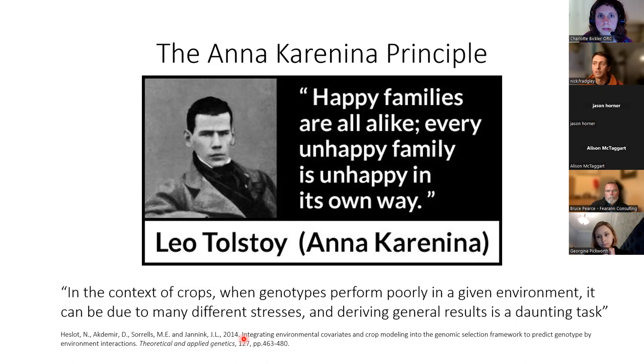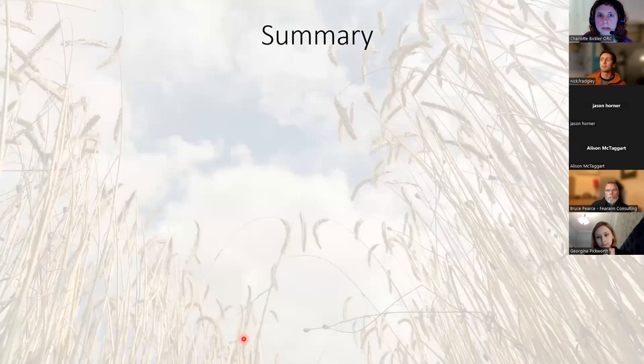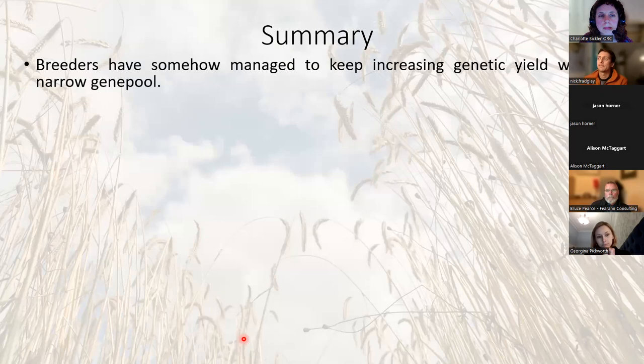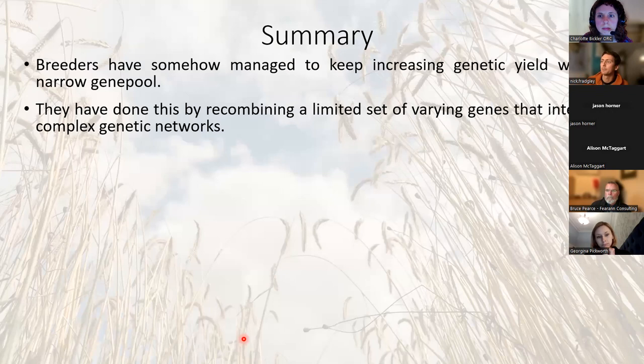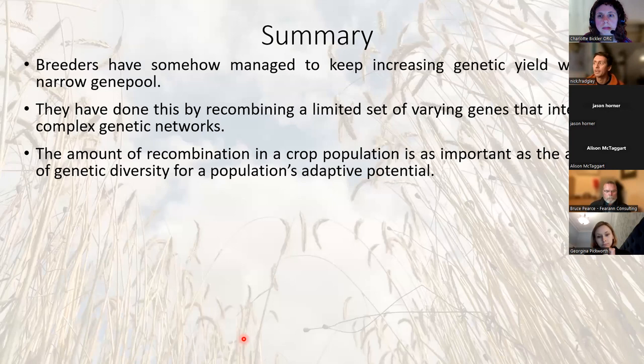So finally, a summary of the points I'm trying to make. Breeders have somehow managed to keep increasing genetic yield within a narrow gene pool, and they've done this by recombining a limited set of varying genes that interact in complex genetic networks. So the amount of recombination in a population, I think, is as important as the amount of genetic diversity in the population, that gives the population an adaptive potential.